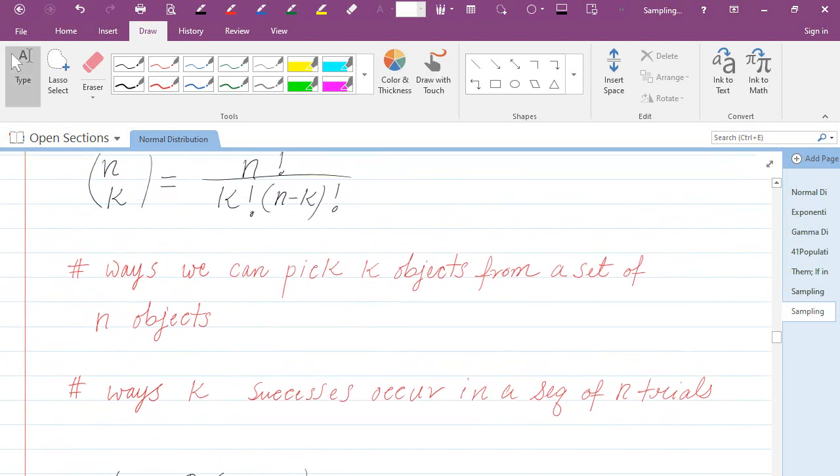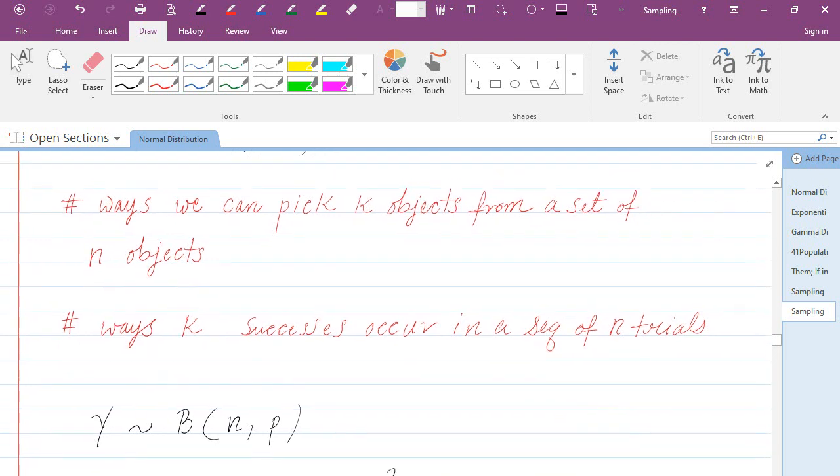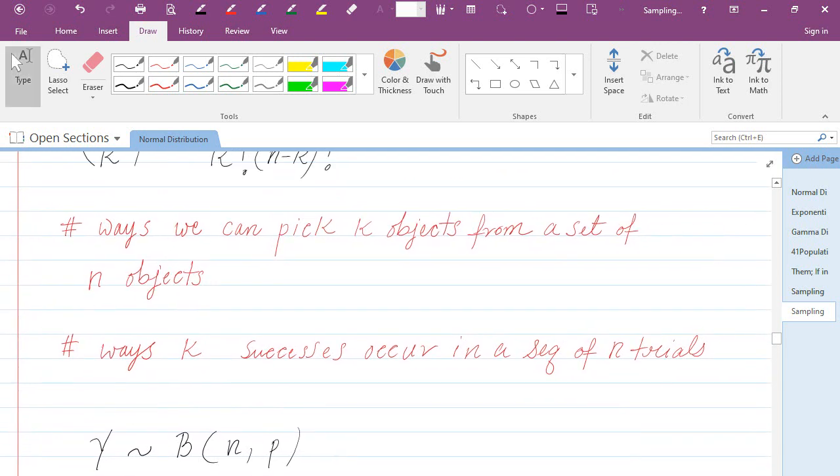So n choose k is the number of ways k successes occur in a sequence of n trials. Let me explain that a little bit by using an example. Let's say I'm tossing a coin 3 times, right? So n is 3. And how many ways can I get 2 heads?